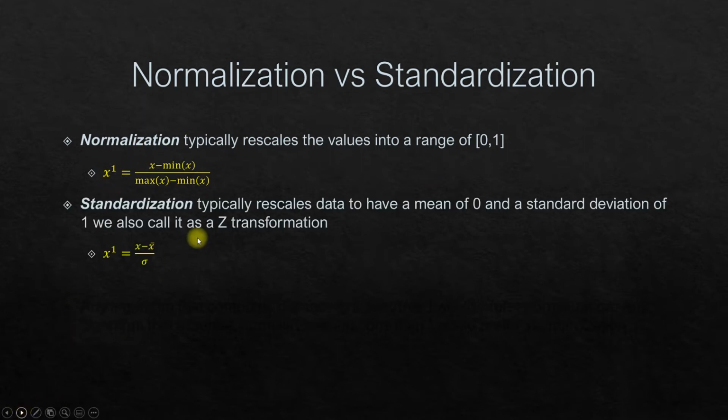And what is standardization? Typically, standardization makes sure that you have a mean of 0 and a standard deviation of 1. So we also call it a Z transformation. Whenever you pass any data to the standardization, it will make your mean 0 and the standard deviation 1.